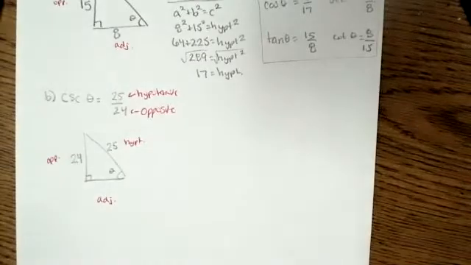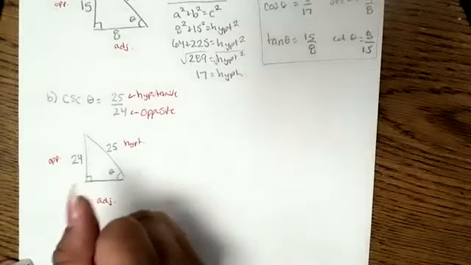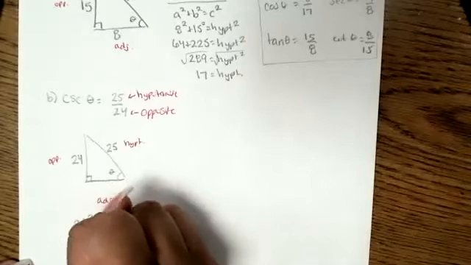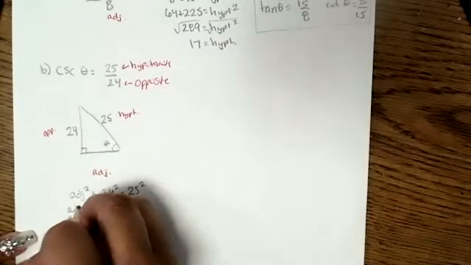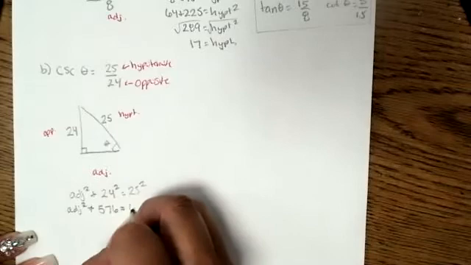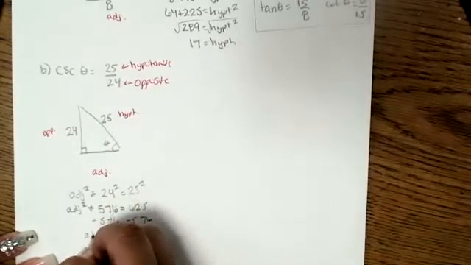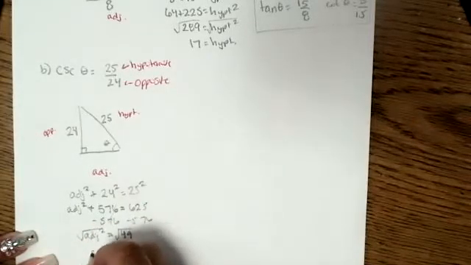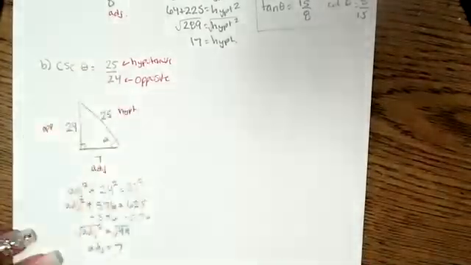I'm going to have to do my Pythagorean theorem to find out what the adjacent is. So I'm going to do the adjacent squared plus 24 squared equals 25 squared. Adjacent squared plus, that's going to be 576. This is going to be 625. I'm going to subtract 576 from both sides. So the adjacent squared equals 49. And the square root of 49 is going to be 7. Now, this was also a Pythagorean triple.